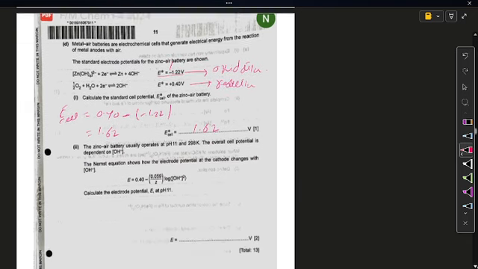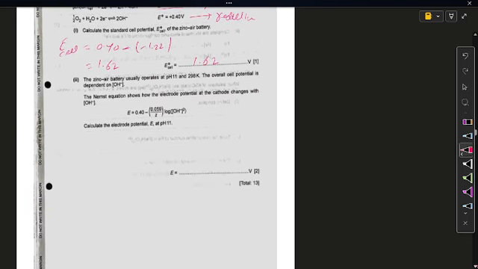Next, the zinc cell battery usually operates at a pH value of 11 at a temperature of 298 Kelvin. The overall cell potential depends upon the OH negative ion concentration. The next equation shows how the electrode potential of the cathode changes with OH negative ions. Calculate the electrode potential at pH 11.